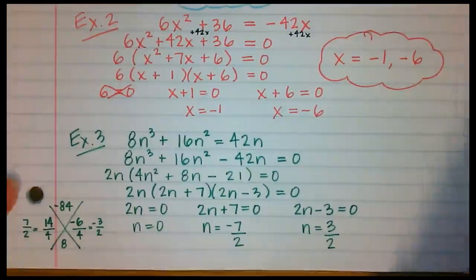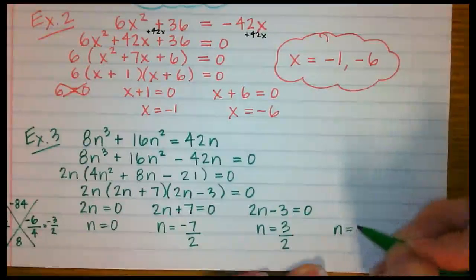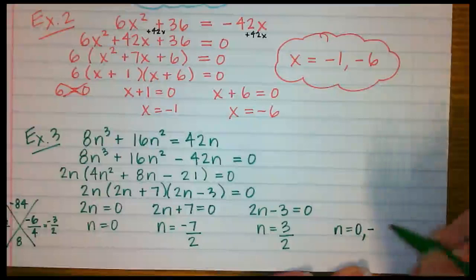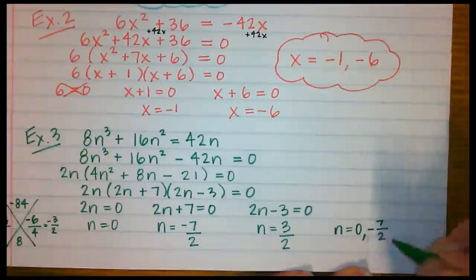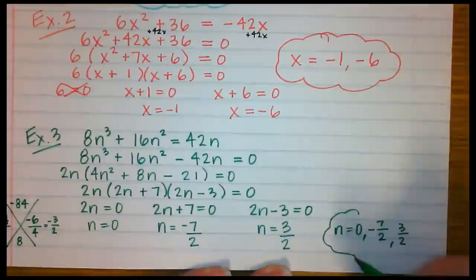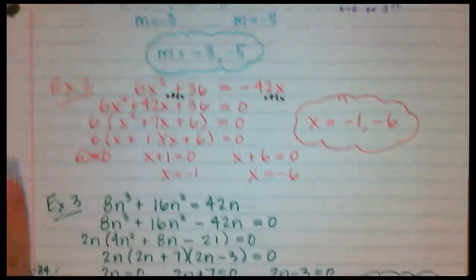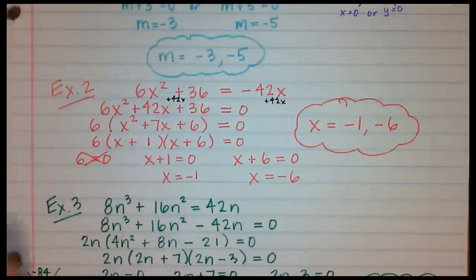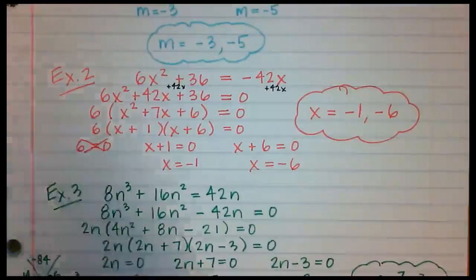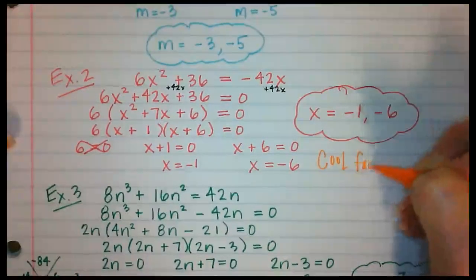So here, for this one, our answers are 0, negative 7 over 2, and 3 over 2. You could rewrite these if you want, but I'm just going to leave them as improper fractions. So those are the answers for number 3. So now I want to show you a very cool fact.